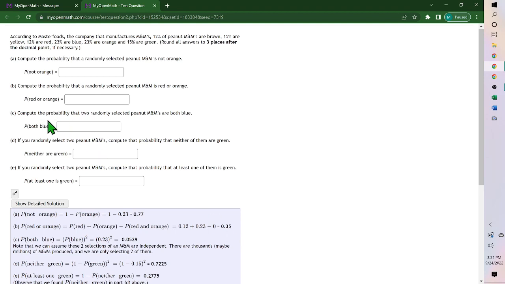Compute the probability that 2 randomly selected M&Ms are both blue. Well, the probability of one of them being blue is 0.23, and the probability the second one is blue is 0.23. And so you would multiply those probabilities together. They also wrote it as the quantity squared, which is also fine because it's the same. But it's 0.23 times 0.23, which is 0.0529. And each one is independent of the other.